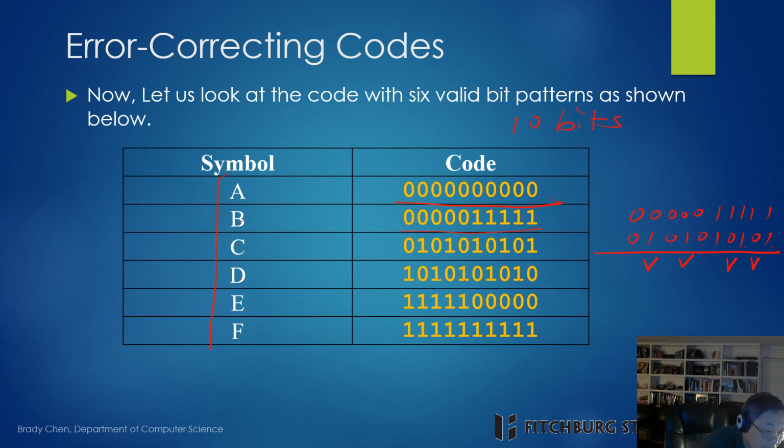C and E, 1, 2, 3, 4, 5, 6. 6. Okay. C and F is 5. And then D and E, 1, 2, 3, 4. Okay, D and E is 4. And D and F, 5, right? And E and F, 5. So the minimum distance between any of the 2 letters is 4.